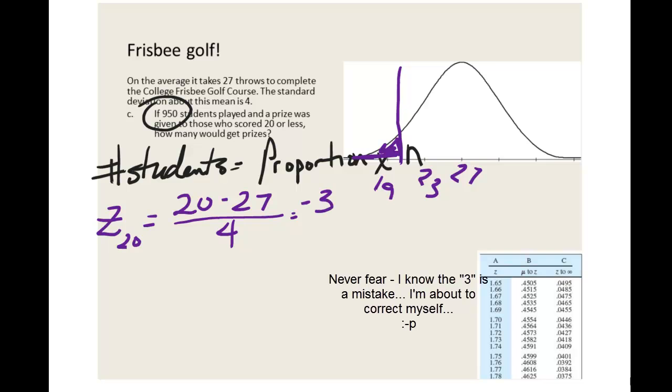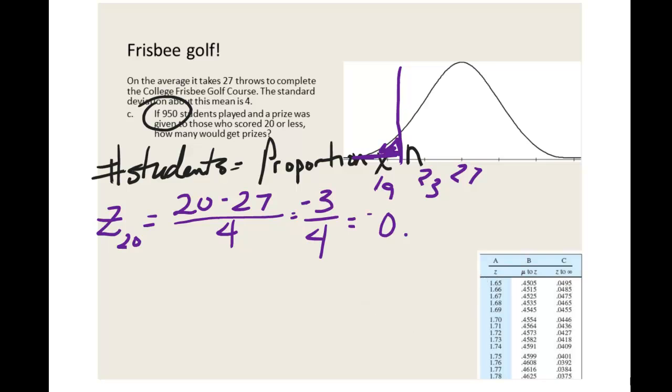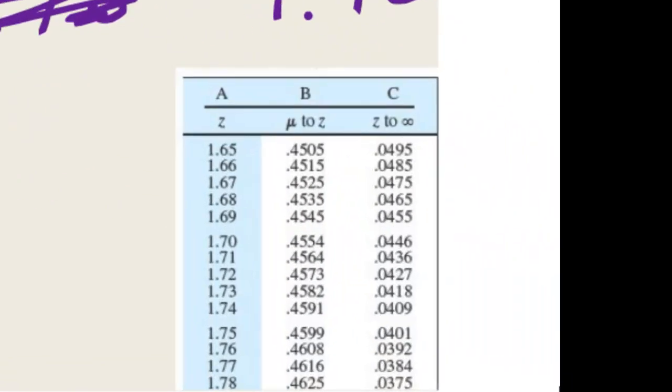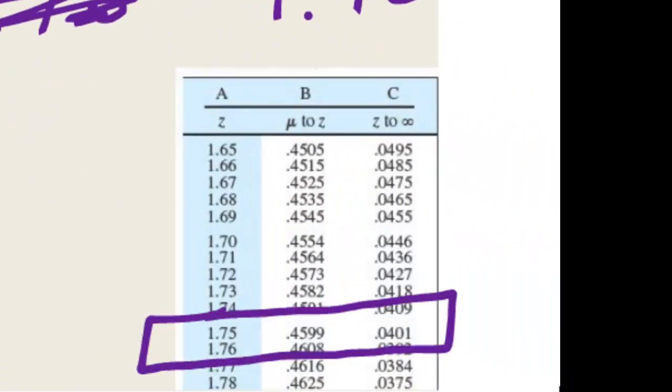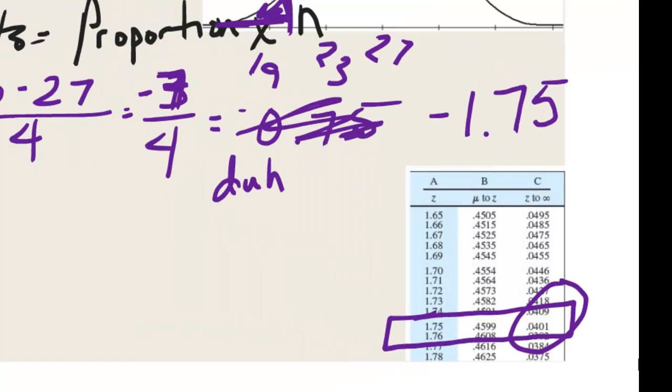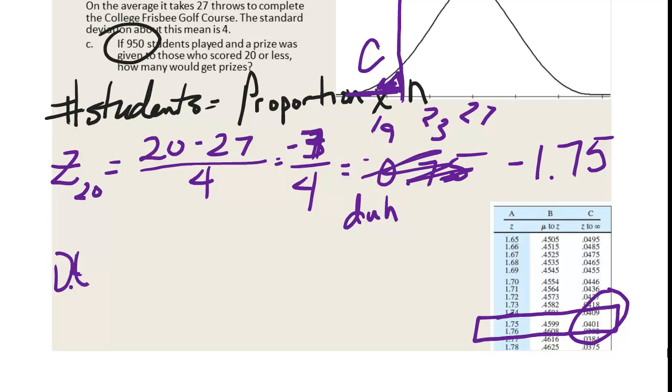So find your z-score. 20 minus 27 is over 4. I have no idea why I wrote -3. Can you tell I haven't been getting enough sleep? Let's see, I think I fixed it. Oh, yes, I do. 20 minus 27 is -7. So my z-score is -1.75. And it's a good thing that I caught that. And I didn't even make a prediction this time. I probably should have. So column C, because I just want that tail region.